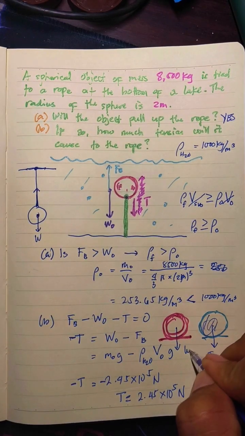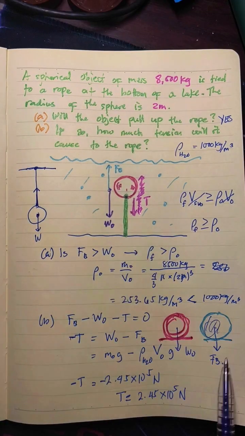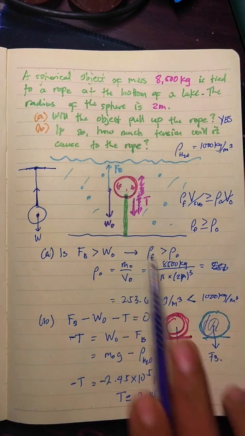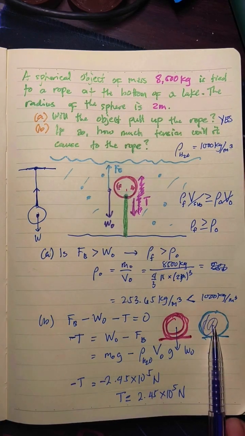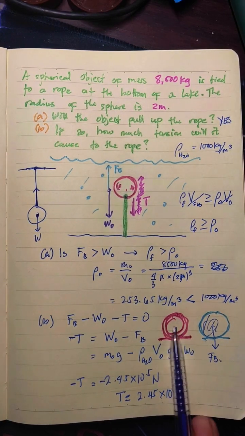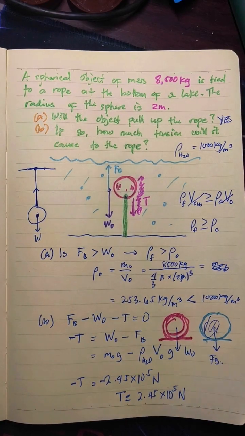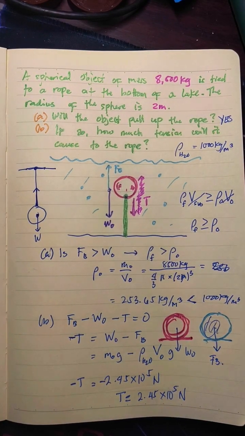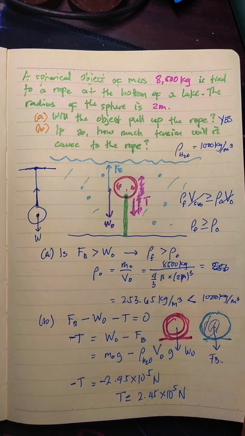If you weigh this, it is the weight of the object. In this case, in this problem, since FB is greater than the weight, this water would actually weigh heavier than the object itself. In fact, that's because the object has only a density of 253 kilograms per meter cubed. Okay, so anyway, this sums up our problem.